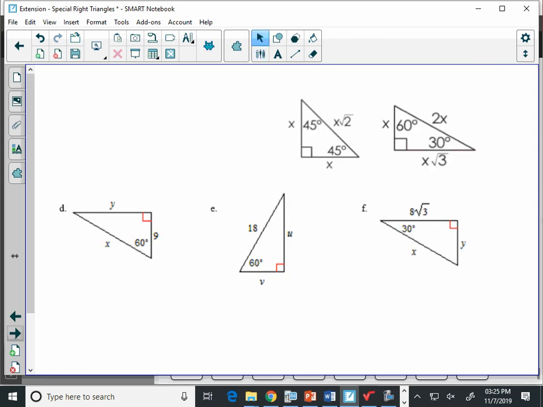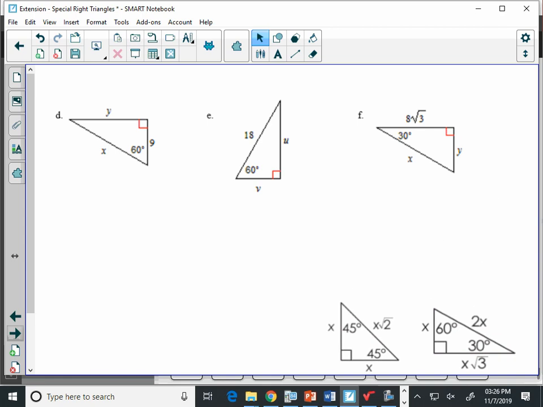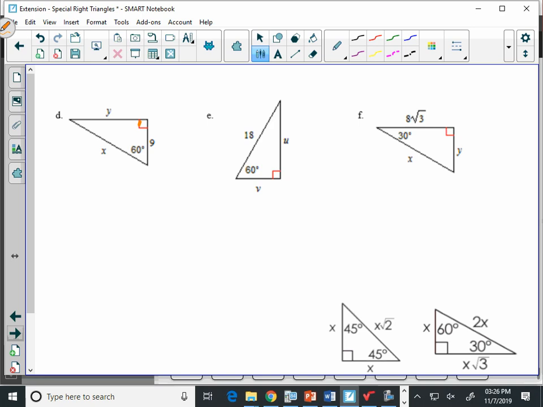Okay. Then if we look at some more, these are 30, 60, 90 right triangles. So we're going to use the 30, 60, 90 diagram. I know this is a 30, 60, 90 because I have a right angle, one angle 60, and the other one is 30. And I'm given my short leg. So I'm going from short leg to hypotenuse. I just double it. I multiply it by 2. 2 times 9 is 18.